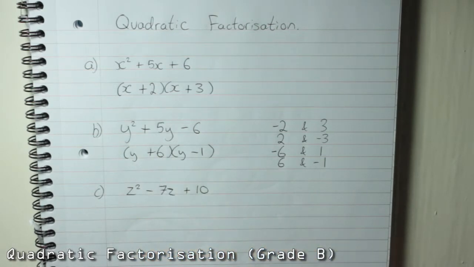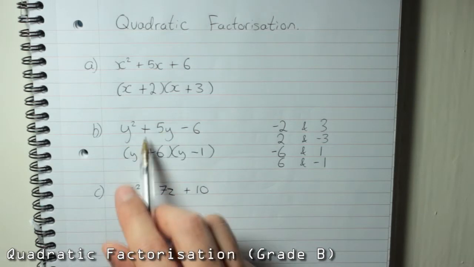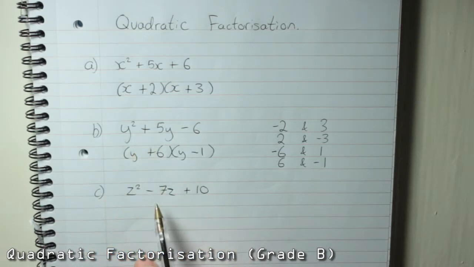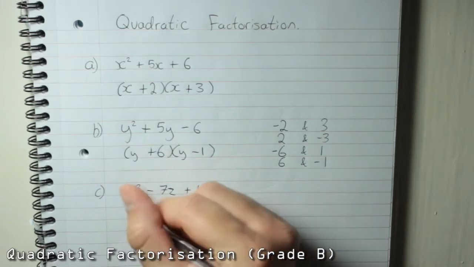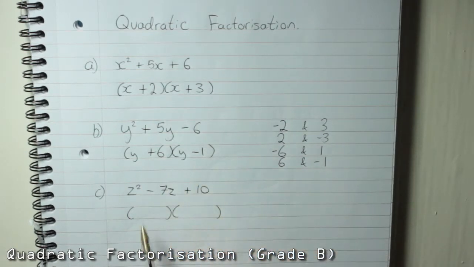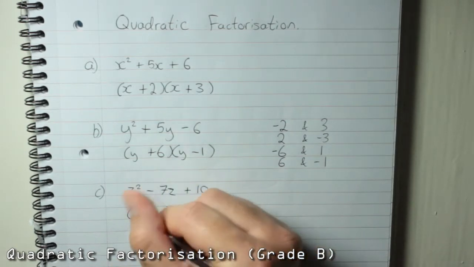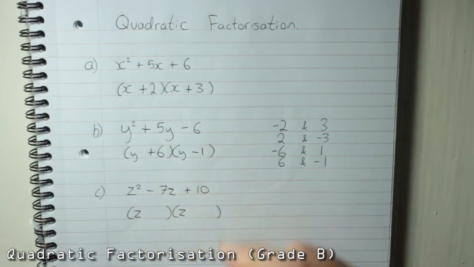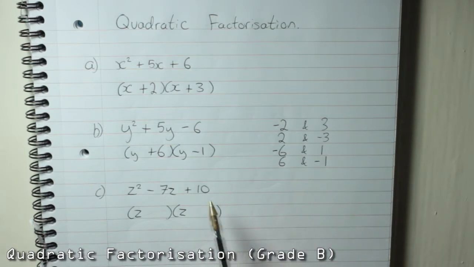Last one. This one's a little bit easier than B. I think B is probably the hardest one. Next one, we've got z squared minus 7z plus 10. So again, empty brackets. This time the letter that multiplies is a z, so we're going z times z gives z squared. Now we need two numbers that multiply to give 10 and add together to give minus 7.